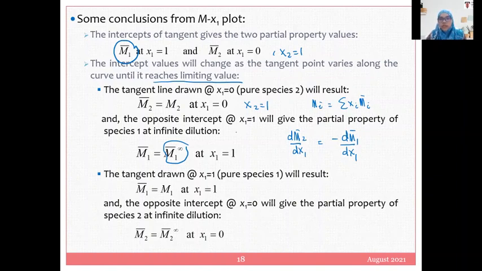For the infinite dilution, the partial properties of component 1 will be equal to the partial properties of infinite dilution. So the same goes for the other species. That means we have the pure species of component 2. So we can have the partial properties for component 2 equal to the infinite dilution of the partial property of component 2 at constant temperature and pressure.